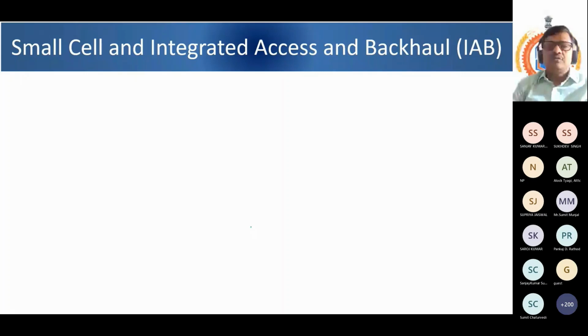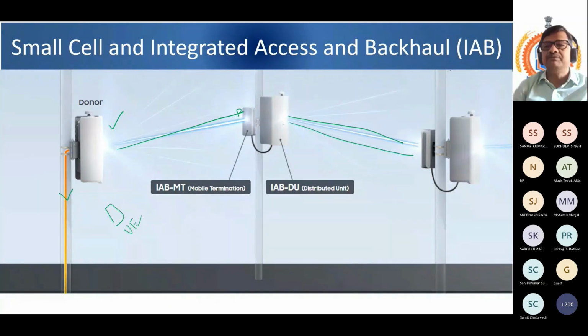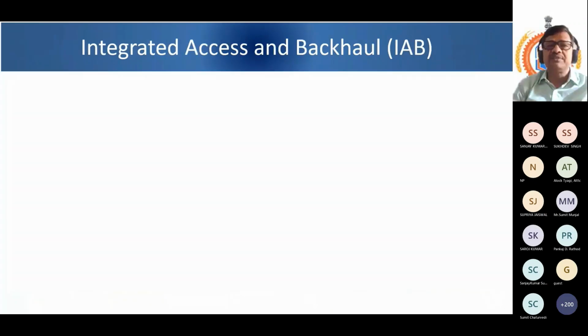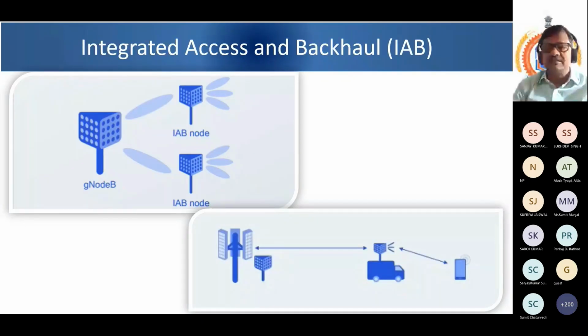I talked about the small cell and integrated access and backhaul. So basically, as I said, this particular BTS where fiber has reached is not only serving the user equipment, but also giving a backhaul to the next base station. And this base station is giving backhaul to the next base station. So this is the concept of IAB, integrated access and backhaul. You can increase the coverage using this concept. So this is the architecture of integrated access and backhaul, right?